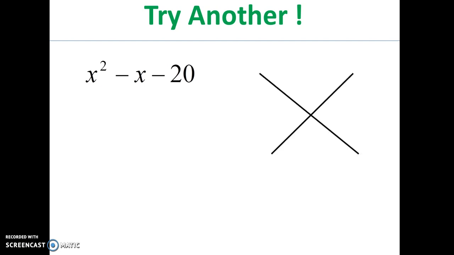All right, let's set it up. X factor, A, B, C. A times C, 1 times negative 20 is negative 20. And then the B value is negative 1. Two numbers that multiply to 20. 1 times 20, 2 times 10, 3, no, 4 times 5. Oh, let's pause. 4 and 5.